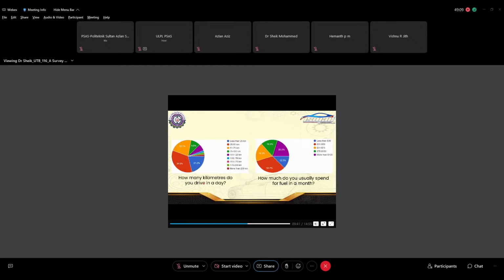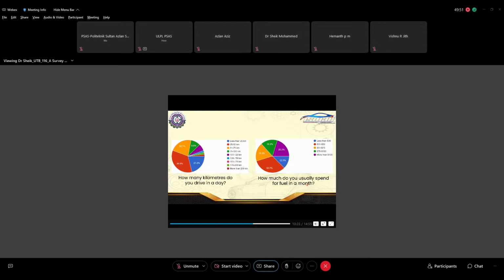Another question is how many kilometers you drive in a day. Bruneians generally drive a lot, and 34.6% drive more than 200 kilometers in a day, where 22.1% drive 51 to 75 kilometers. And again, I am sorry about that. 34.6% of people drive between 25 to 50 kilometers, and 9.6% drive 76 to 100 kilometers in a day.